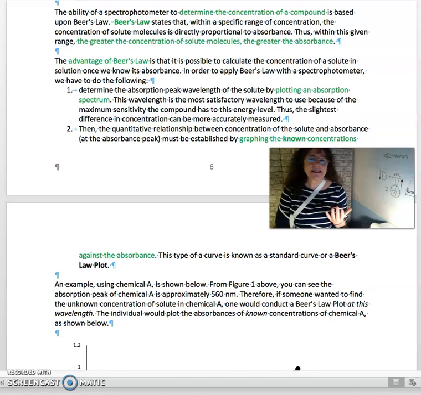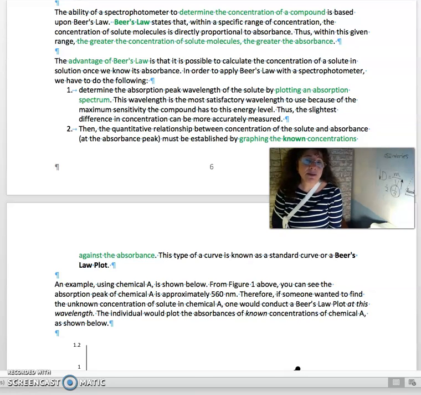Beer's law says that you can determine the concentration of a compound within a specific range of concentration, because the range of concentration is directly proportional to the absorbance at that peak wavelength. So the greater the concentration of solute compounds, the greater the absorbance at the peak wavelength.